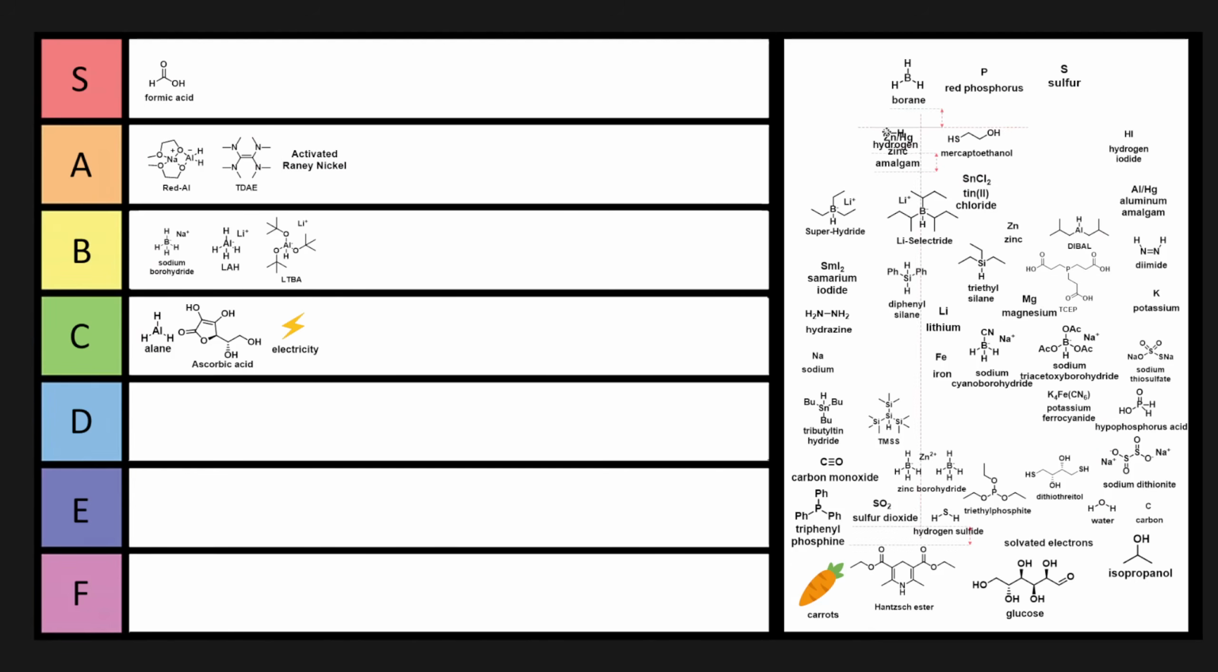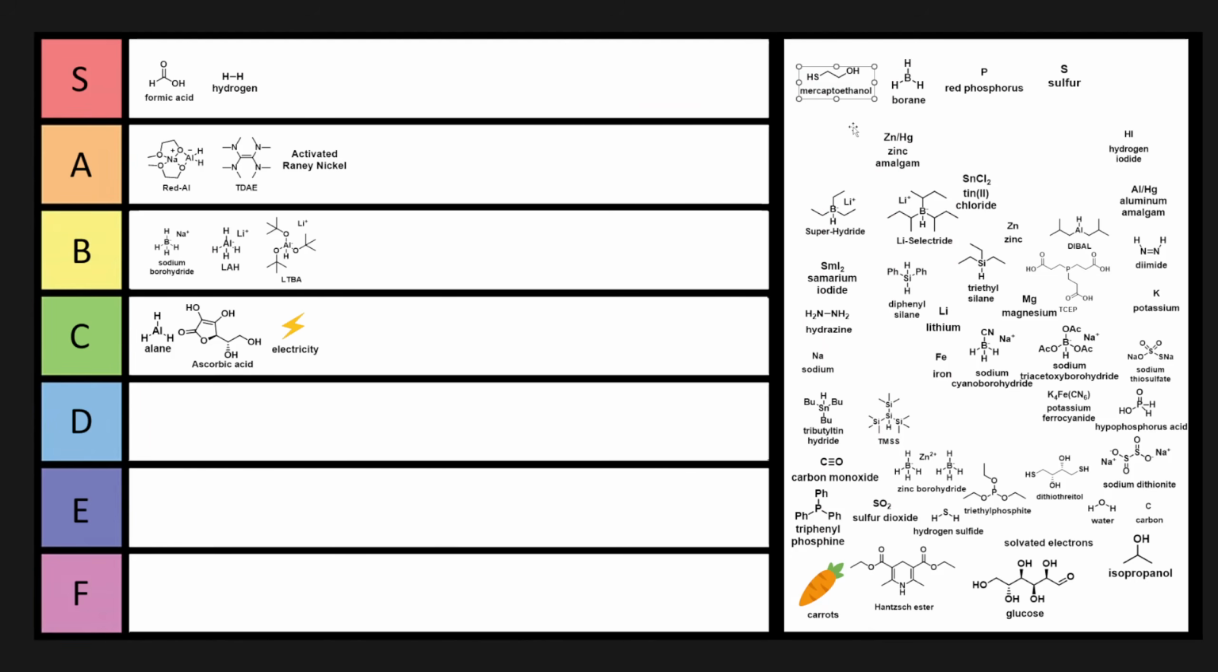Same with hydrogen. Hydrogen's another really great reductant. If I didn't put hydrogen in S tier, I'm sure a lot of you would give me trouble. It's just like the smallest reducing agent possible, amazing atom economy. You can easily make hydrogen any number of ways, such as the treatment of aluminum with acid or base. Very easy to produce hydrogen, S tier.